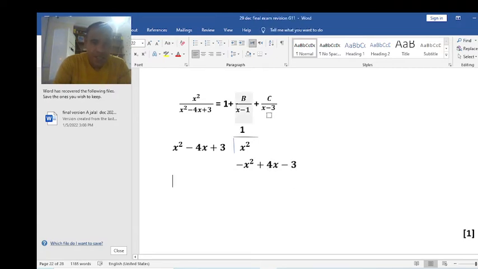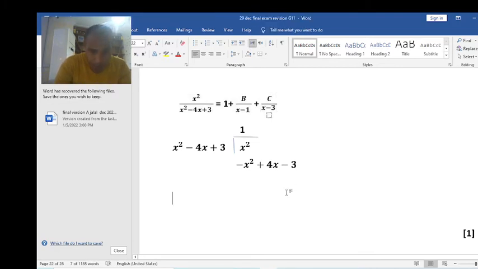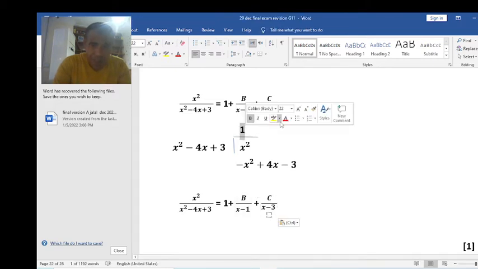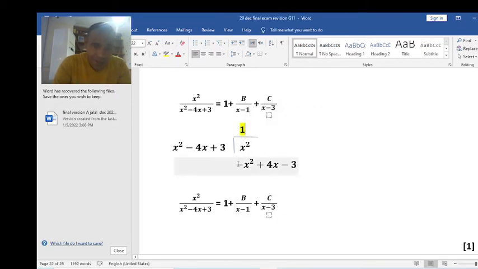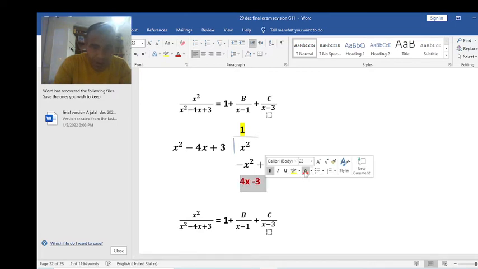So I'll just write this as, I'll put it here, then I will complete. So 1, because the quotient is 1, okay, plus this one is equal to what? Equal 4x, plus, okay, yes, 4x, minus 3. I will just write it here, okay. This is the remainder.